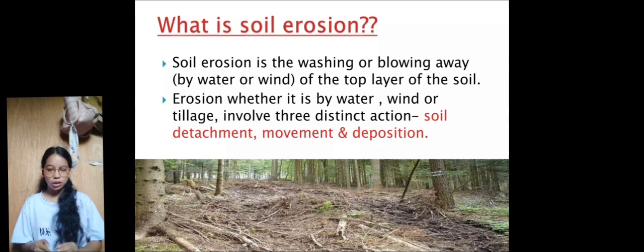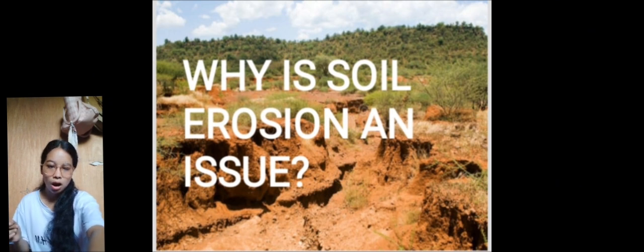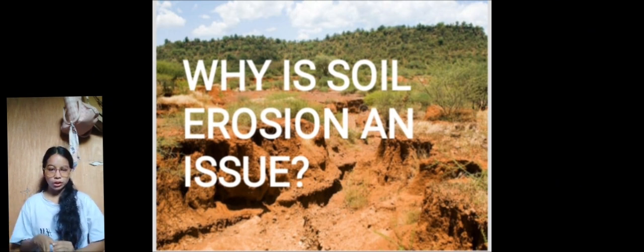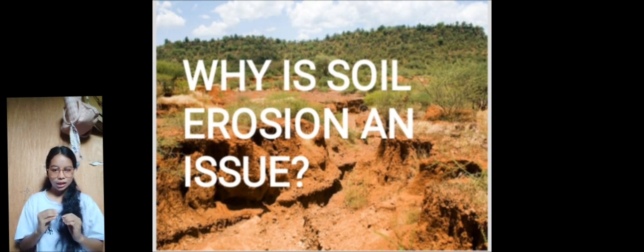So, soil erosion is the top layer of the soil. If it is taken away, it is blown away by wind or water, so it causes soil erosion. Why is soil erosion an issue? Why is soil erosion such a big issue for us and for the environment? Because soil erosion has a grave impact on our environment, especially on agriculture, or there are different consequences for agriculture and for people. So soil erosion affects agriculture and the livelihood of people.